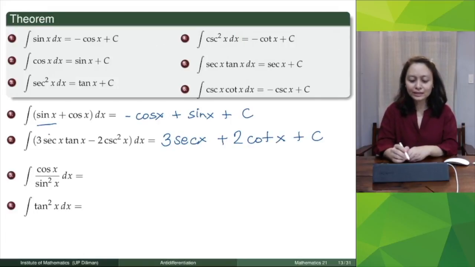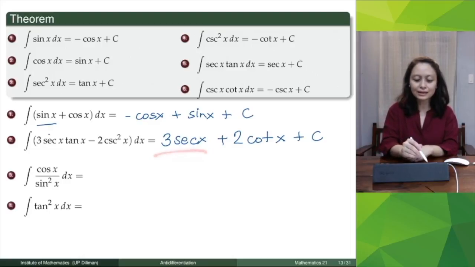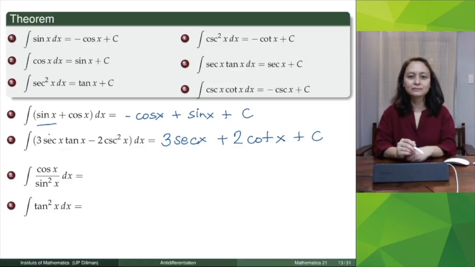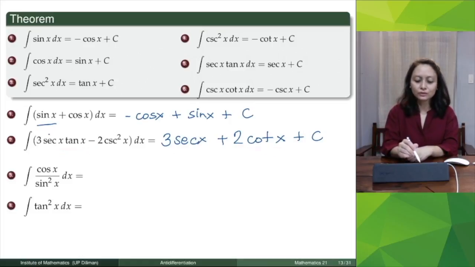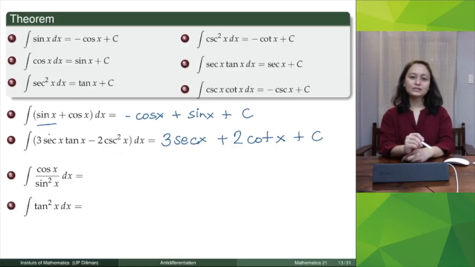So, again, kunin natin yung derivative nito. Derivative of 3 secant x is 3 secant x tangent x. Derivative of 2 cotangent x is 2 times negative cosecant squared x. Derivative of the constant is 0. Okay?